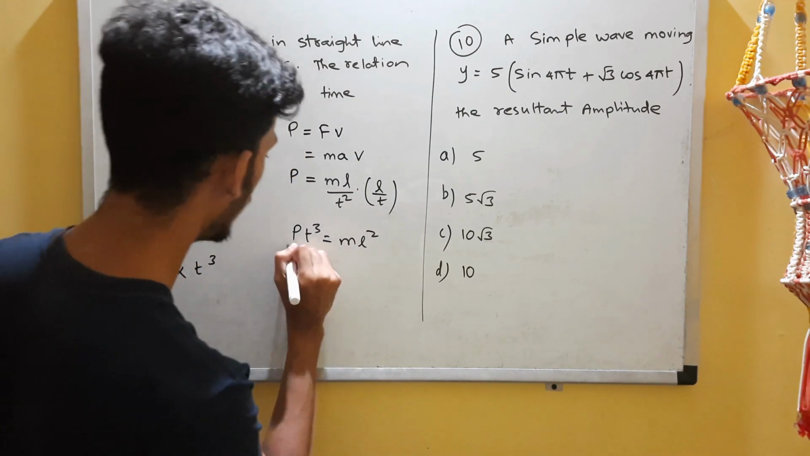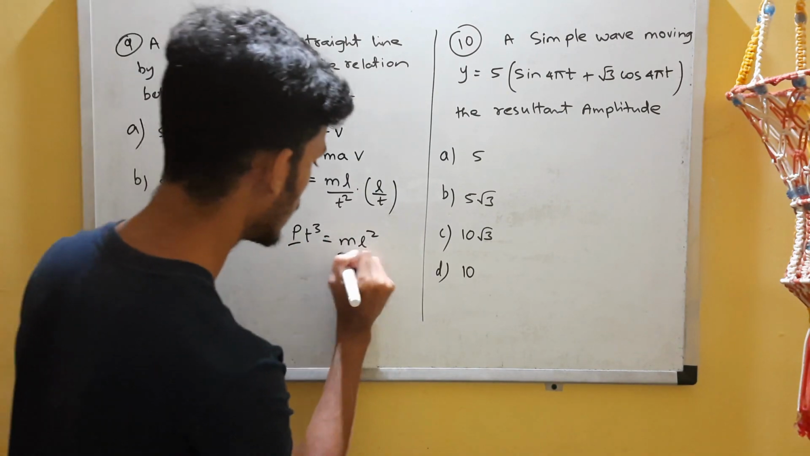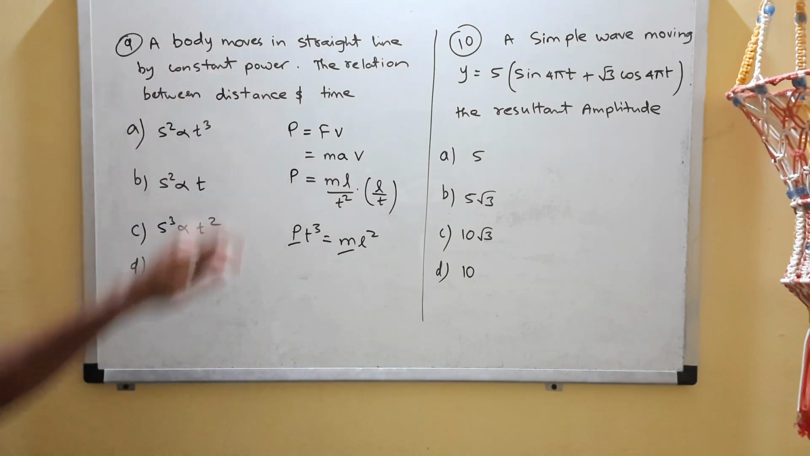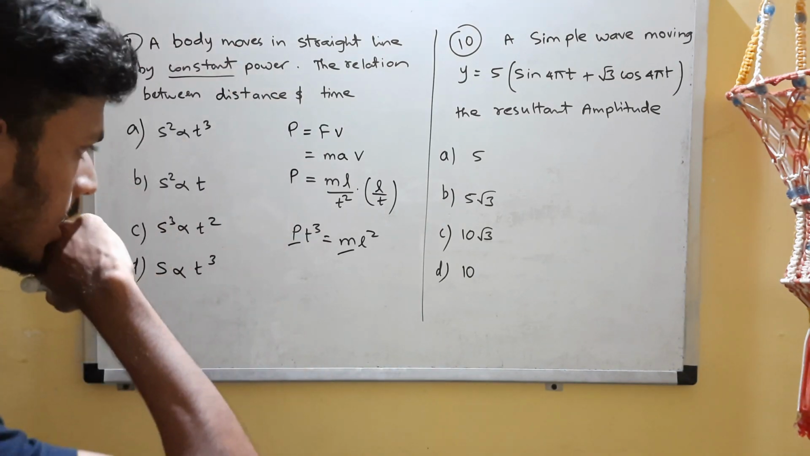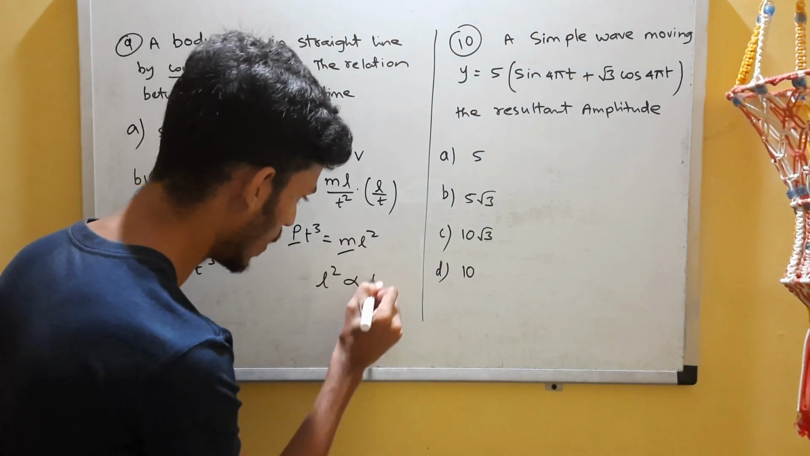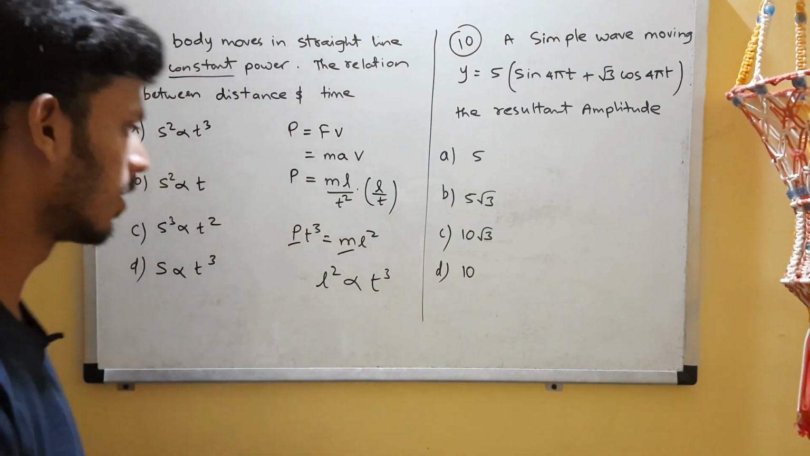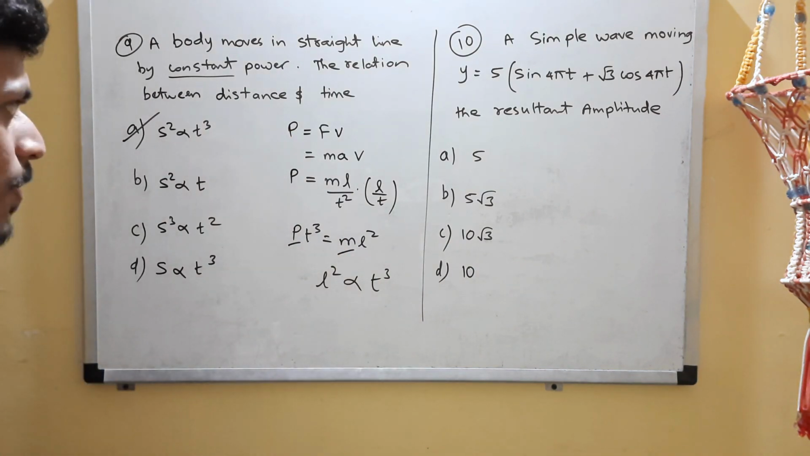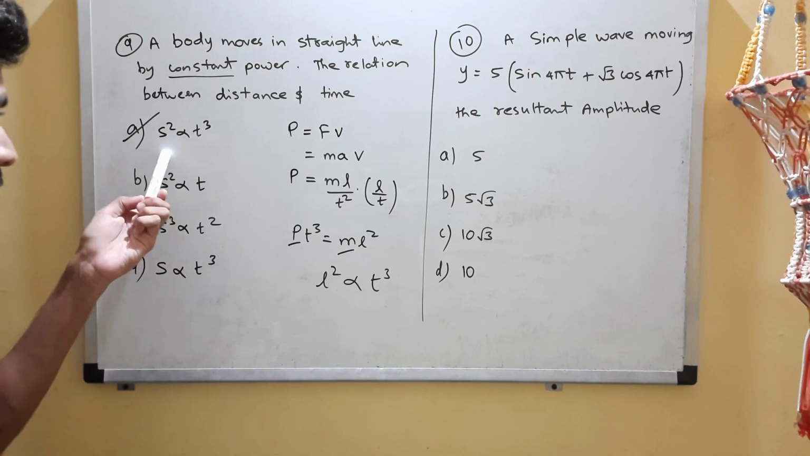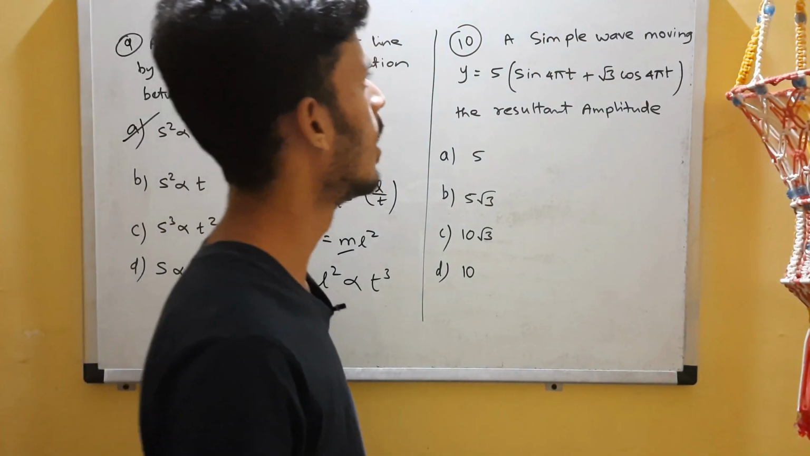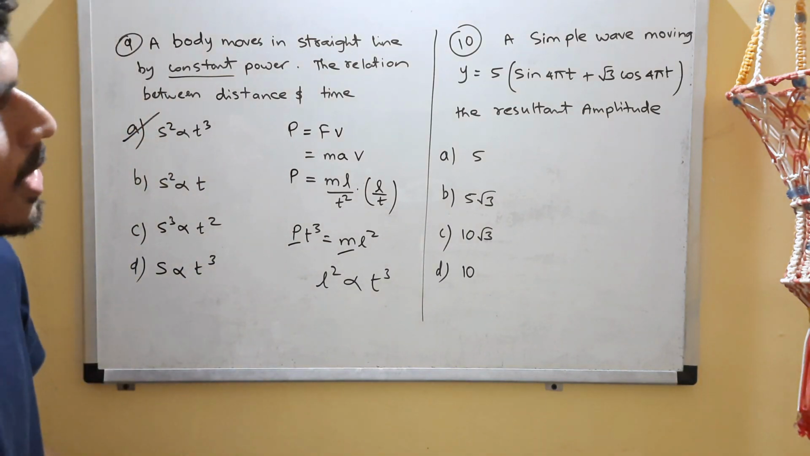Now power is constant, and mass of the body is also constant. We are told that constant power is delivered. So you can easily see that length square is directly proportional to time cube. Distance square is proportional to time cube. Option A is correct.